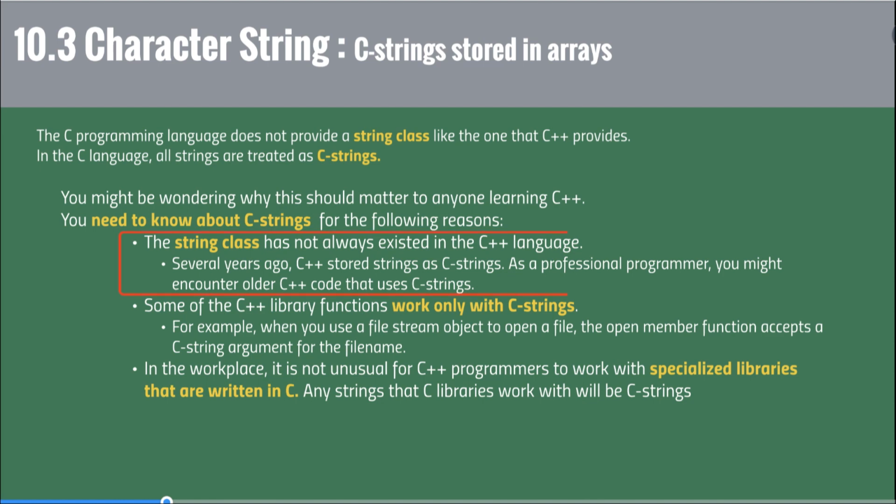First, the string class has not always existed in C++. Several years ago, C++ stored the string as a C-string. You may have a chance to meet older versions of C++ code that use C-strings. And second, some of the C++ library functions work only with C-strings for the parameter values.